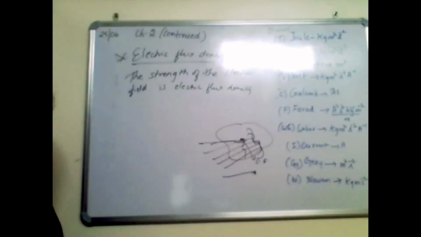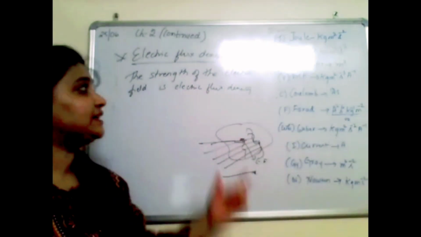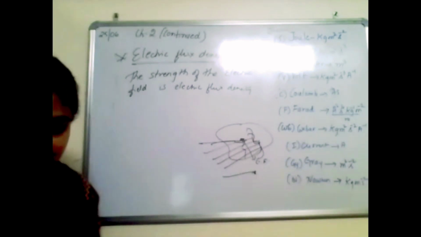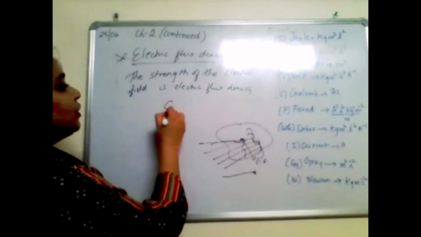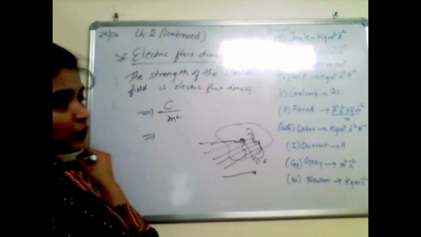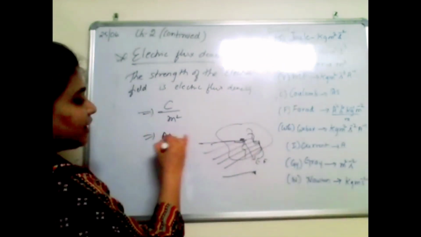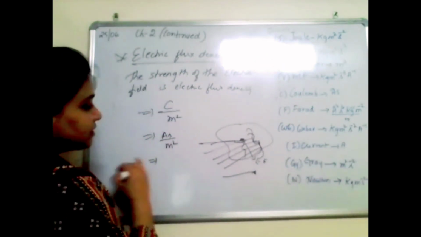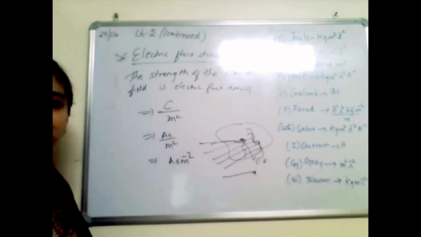Okay, so electric flux density is nothing but what, children? The total strength of the electric field is nothing but electric flux density, and it is given by coulomb per square meter. Coulomb is nothing but ampere second, so this is nothing but ampere second per square meter.